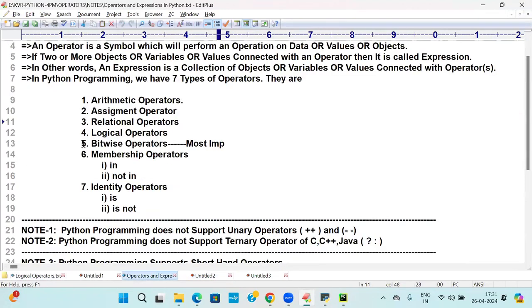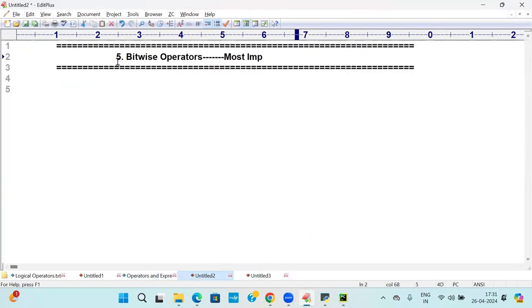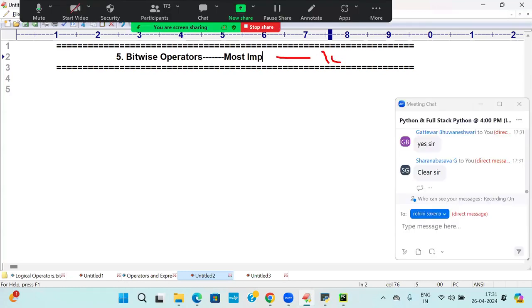Next operator is called bitwise operators. Students, at this time, even if I start bitwise operators, only 10 more minutes are available, until 5:40. So in 10 minutes I cannot complete that. Tomorrow I have 1 hour 45 minutes, and some will still be left for the day after tomorrow also.